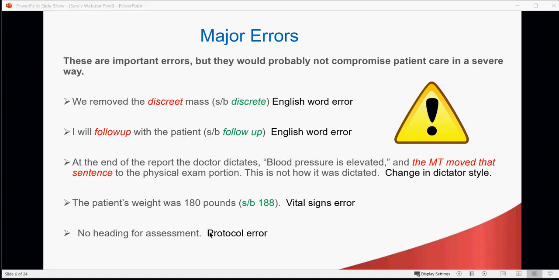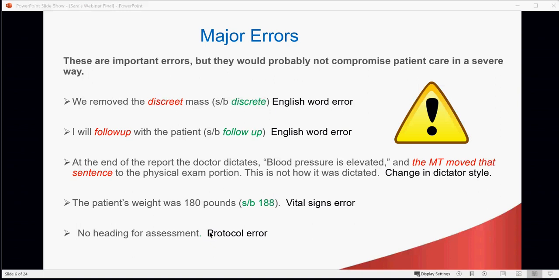I will follow up with the patient. One word should be follow up two words. This becomes an English word error as well. Follow up as one word is a noun. Follow up as two words is a verb.